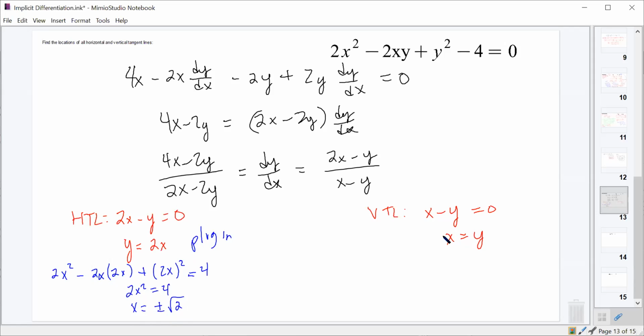And what about over here? If y equals x, we can just plug in x for the y's, right? So we're going to plug this in. And that'll give us 2x squared minus 2x squared plus x squared equals 4. And that'll give us x equals plus or minus 2. Everybody agree with that? The 2x squareds cancel. It's just x squared equals 4. Yes. Cool.